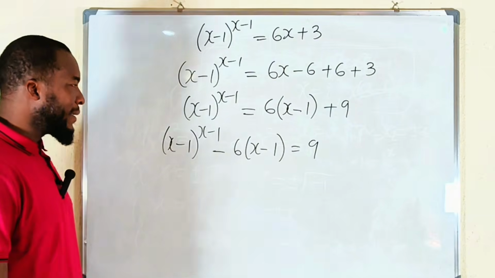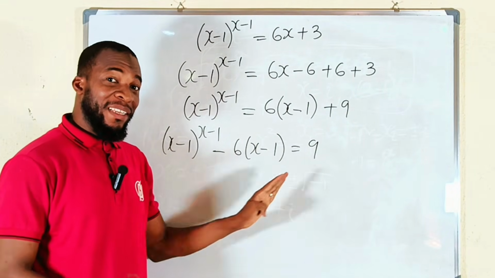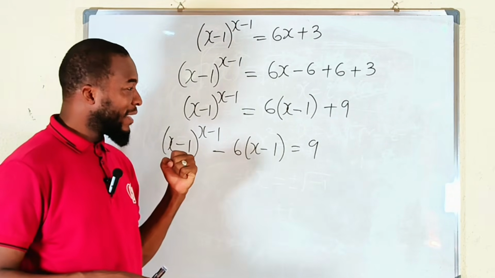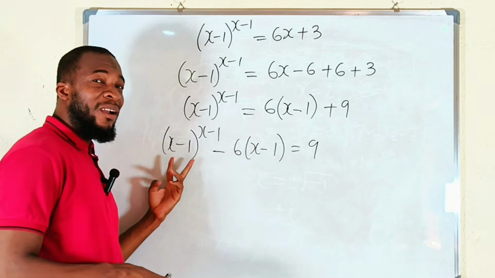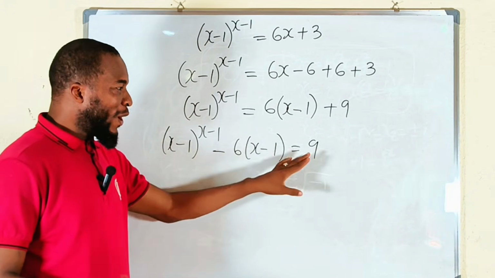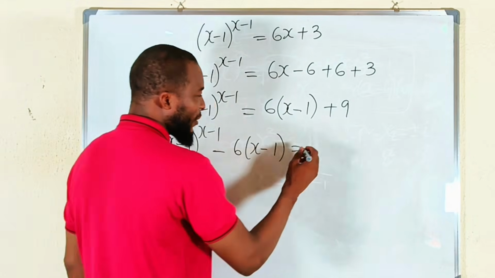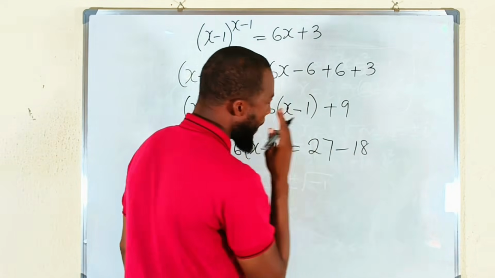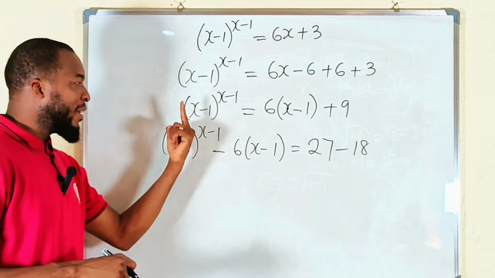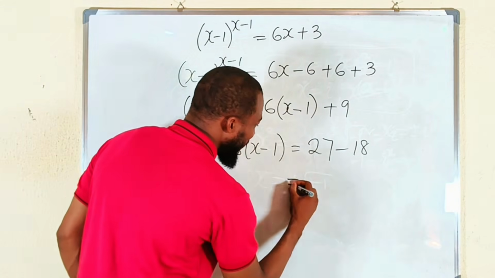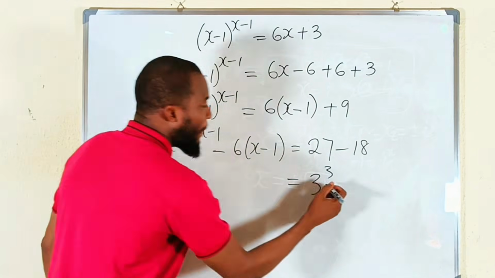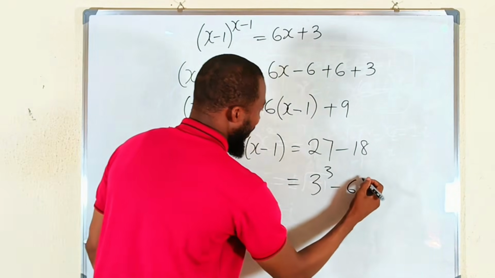But I would like to change this 9 entirely so that it becomes a mirror image of what we have on the left-hand side. Can you see on the left-hand side we have something raised to the power of the same thing minus 6 times that something. So I know that 9 can be expressed as what? 27 − 18. And this 27 is the same thing as 3 to the power of 3, because I want to get something raised to the power of the same thing. The base and the exponents are the same. Minus 6 times 3.